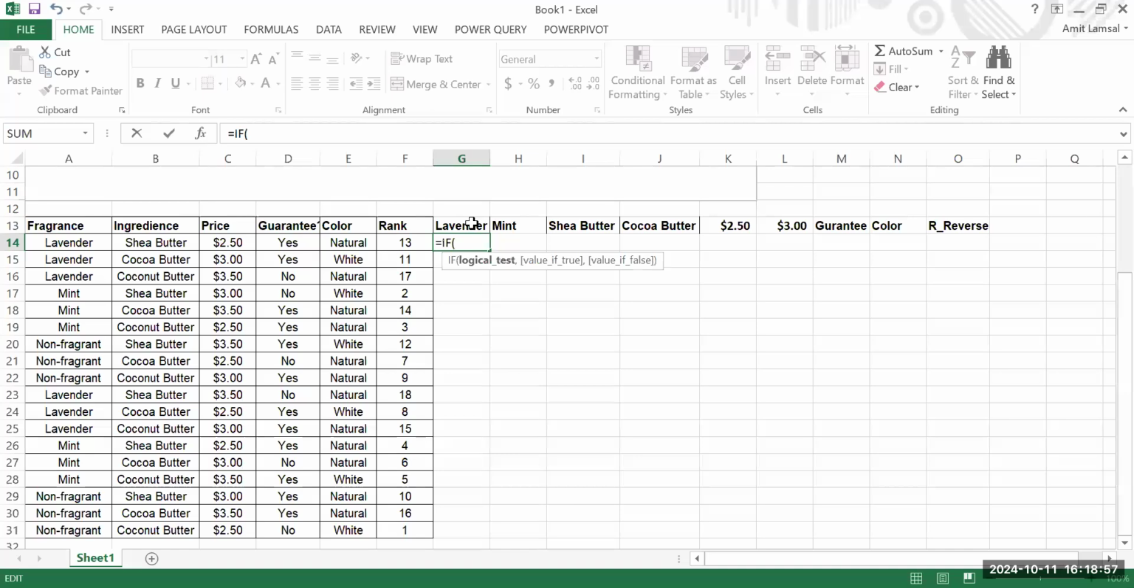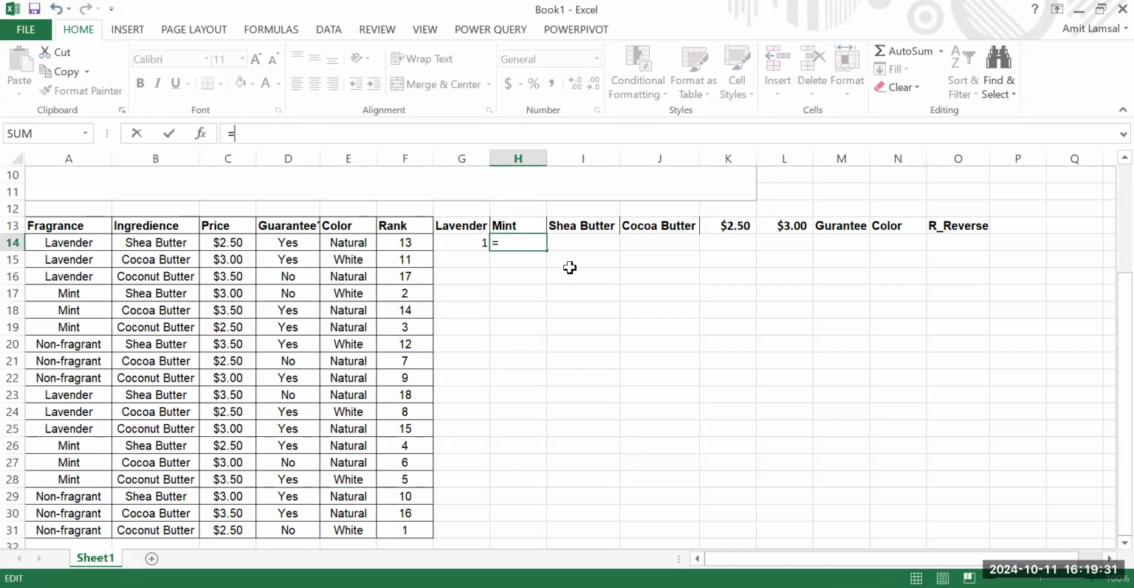If lavender is equals to this, then comma 1, comma 0. This will give me, if this cell is equals to fragrance of lavender, then we will get 1, otherwise we will get 0. Likewise, I will do the same for this one.